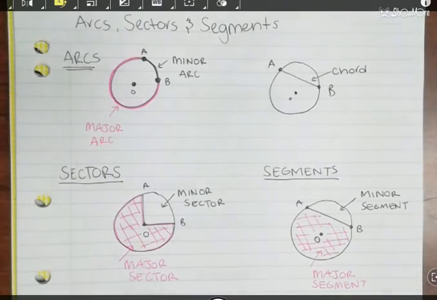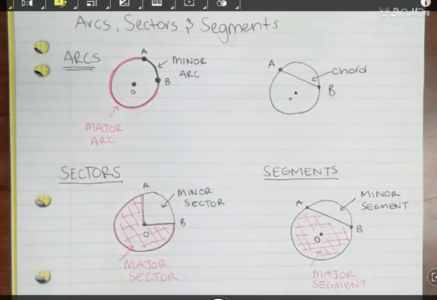Alright, so today's arcs and sectors and segments. Now, the formulas on your formula sheet for this section are all in relation to radians, but I'm going to show you what they are in degrees first, and then we'll do the radians ones. You've got to know what arcs and sectors and segments are to start with.